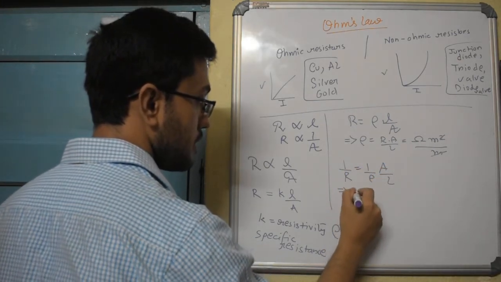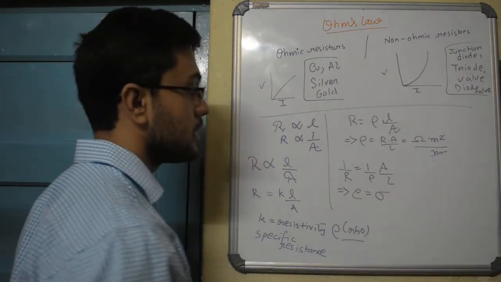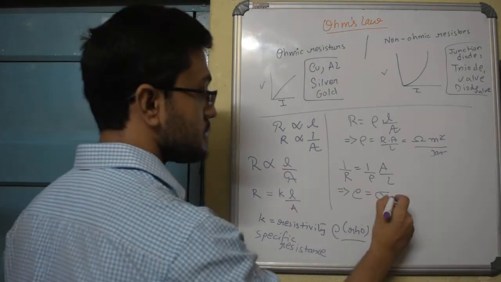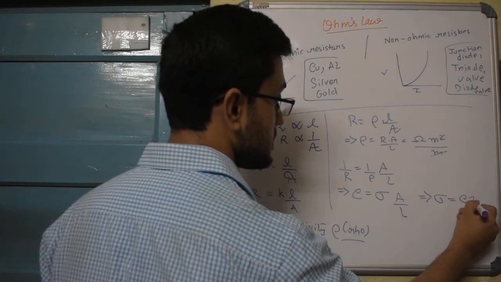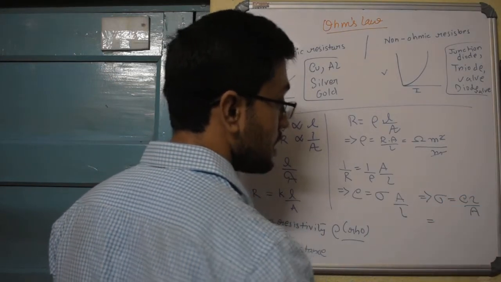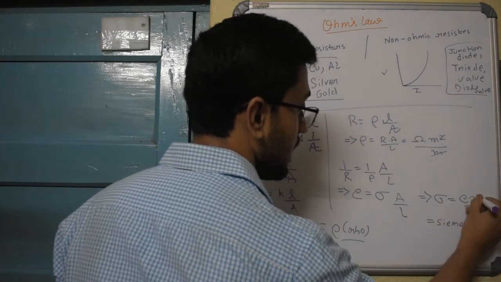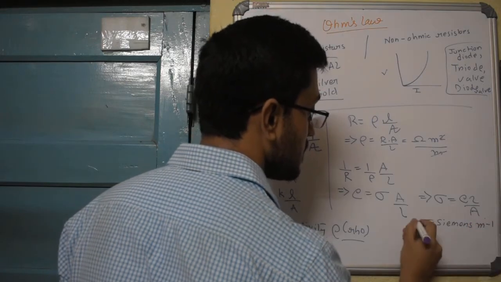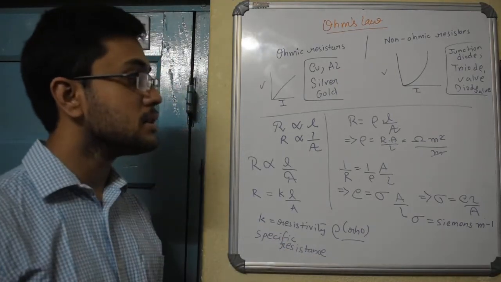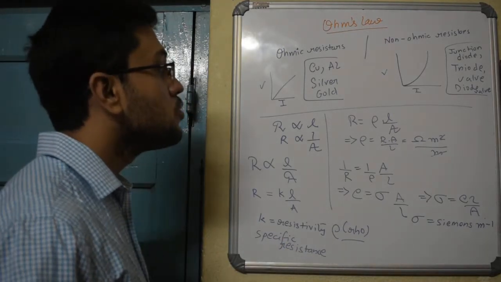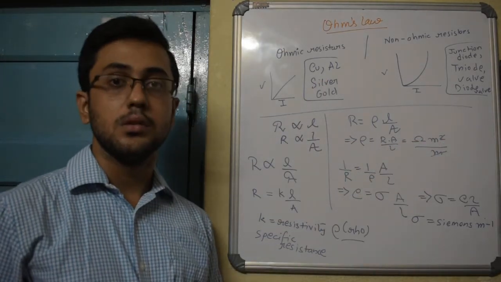What is 1 by R? That is my conductance, and 1 by rho is my conductivity, given as sigma. So it is sigma A by L. Now if I make sigma the subject, sigma is therefore C L by A. What is the unit of C? The unit of conductance is Siemens, and L by A means per meter. So the unit of conductivity or specific conductance is Siemens per meter, and the unit for resistivity or specific resistance is ohm times meter. Alright.